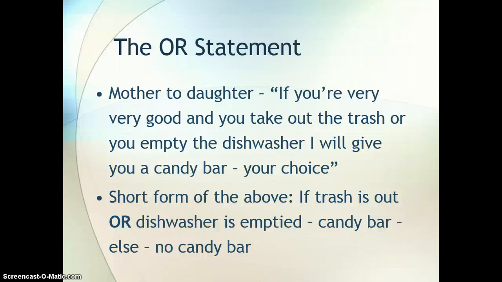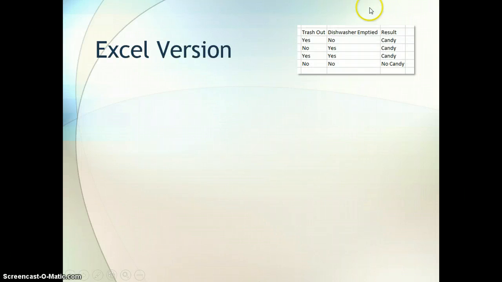She can either empty the dishwasher or take out the trash. Now she's got to do one of those to get the candy bar, or both, but if she does neither of them, then she won't get a candy bar. And you can see this table here. If she takes out the trash, but the dishwasher isn't emptied, she gets some candy. If she doesn't take out the trash, but she empties the dishwasher, she gets candy. If she does both, she gets candy. If she does neither, she gets no candy.